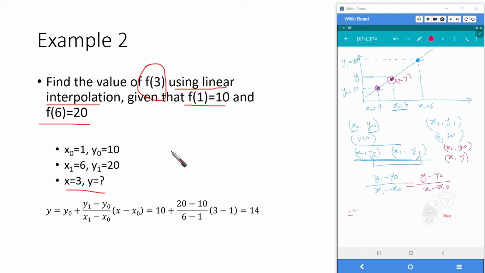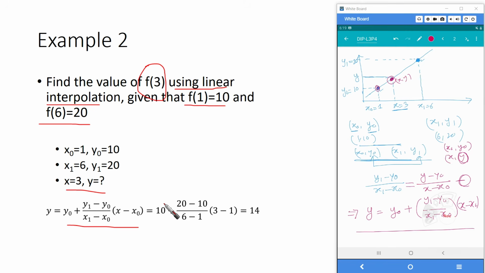Now we have to find the value of y using the given points. So we can rearrange this equation and find y equal y0 plus y1 minus y0 divided by x1 minus x0 multiplied by x minus x0. So this is the equation that we have, and this same equation we actually applied here.